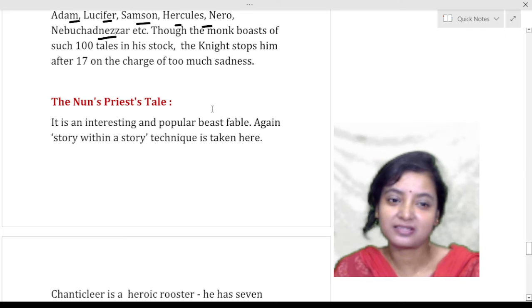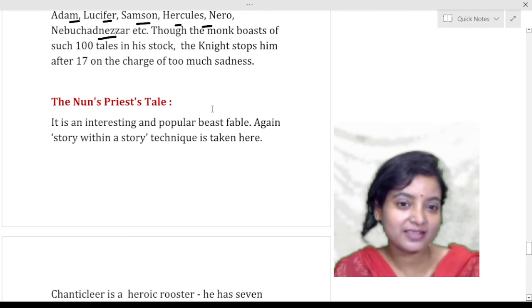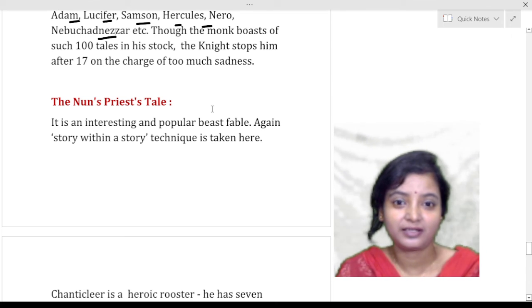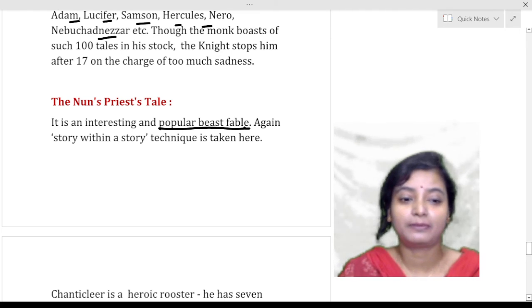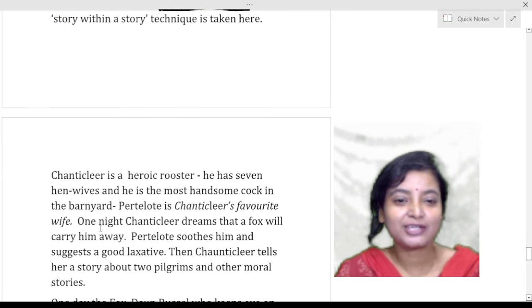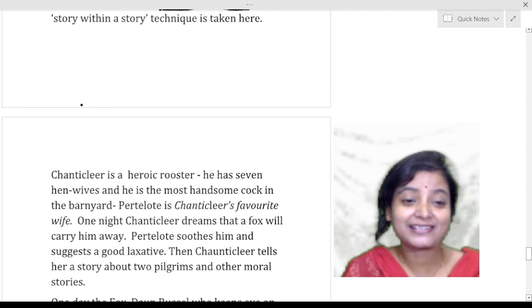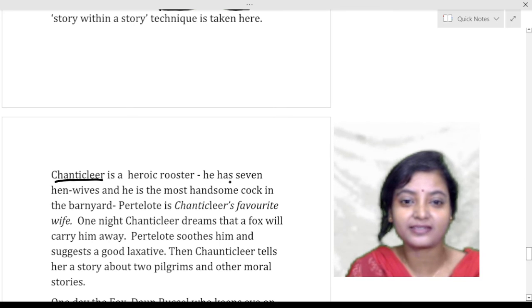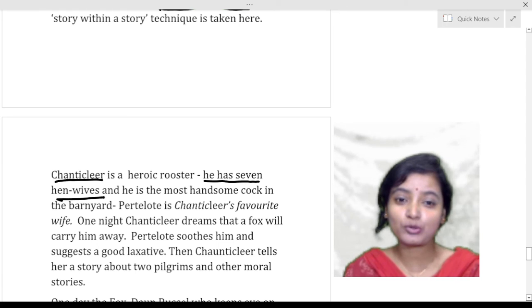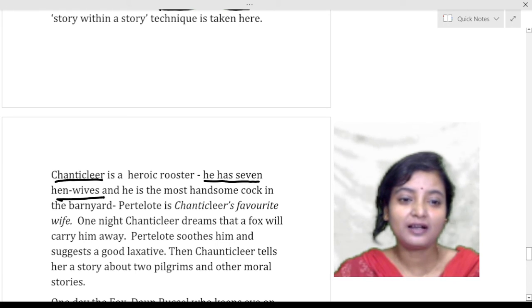The Nun's Priest's Tale is an interesting and popular beast fable. Again, the story within a story technique is used here. Chanticleer is a heroic rooster. He has 7 hen wives. So Chanticleer is the character. Here he has not 1, 2, 3, 4, 5, but 7 wives, and he is the most handsome cock in the barnyard.